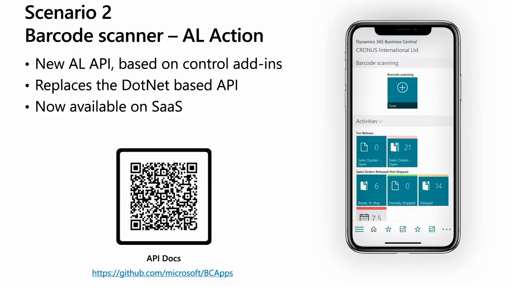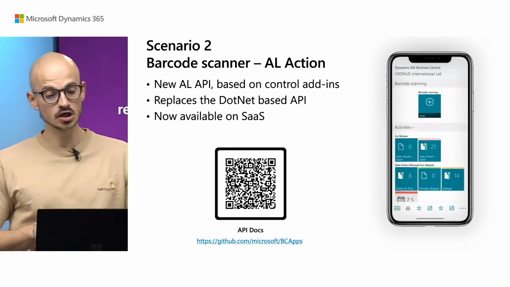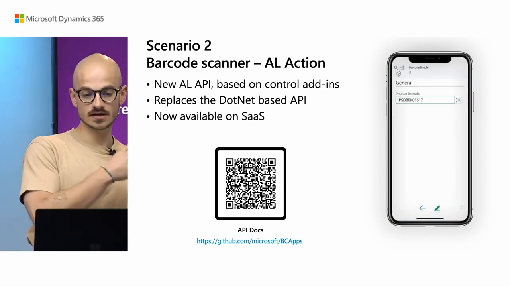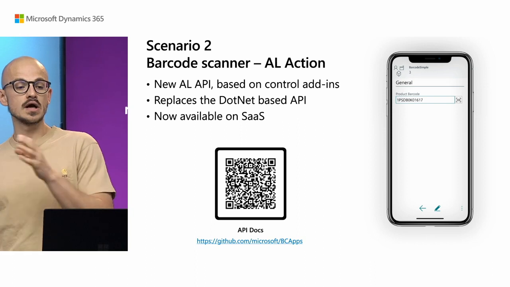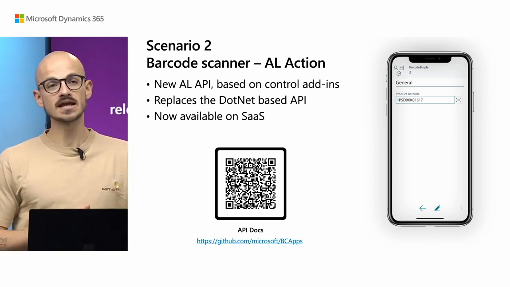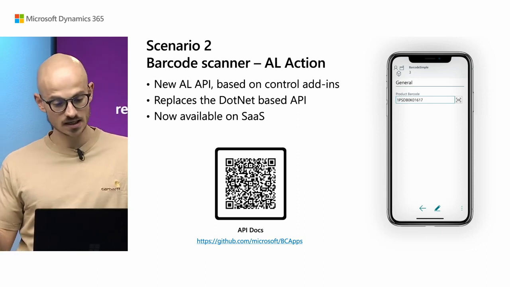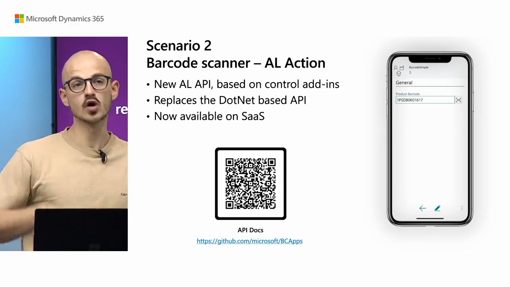In the previous release, we were not able to make this capability available on SaaS due to some technical limitations. However, in this release, we are bringing you a new AL API based on Control Add-ins that is supposed to replace the .NET-based API and therefore making this feature available on SaaS. And now let's see an example of this API. Also, if you want to see how that looks, you can just scan the QR code. But let's look at how it looks.